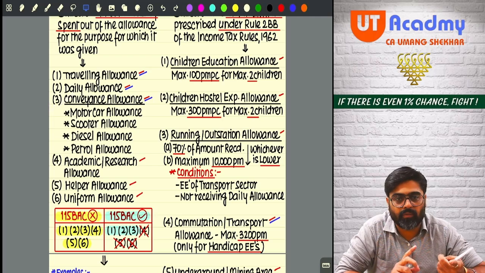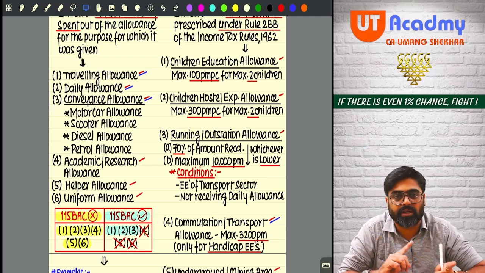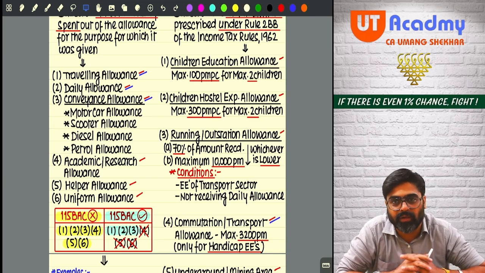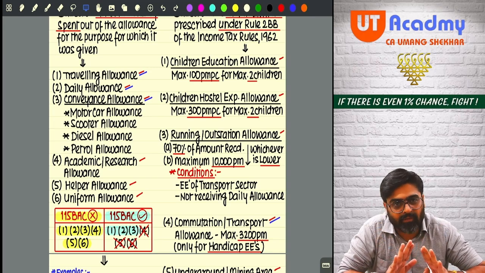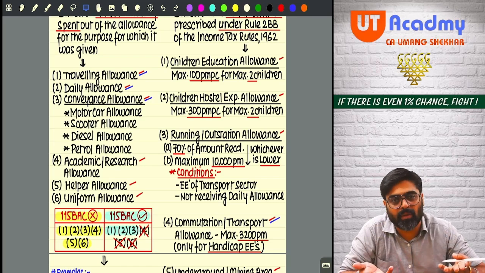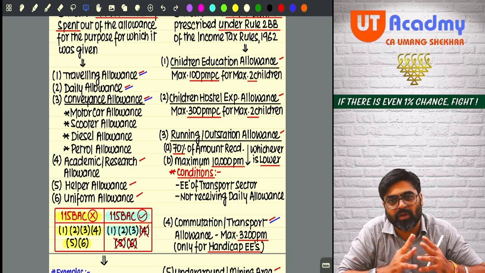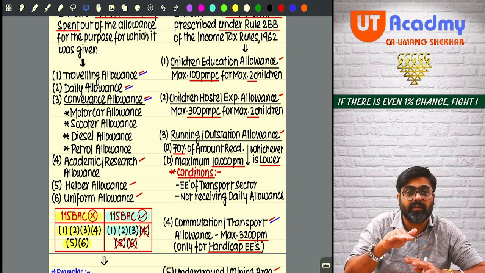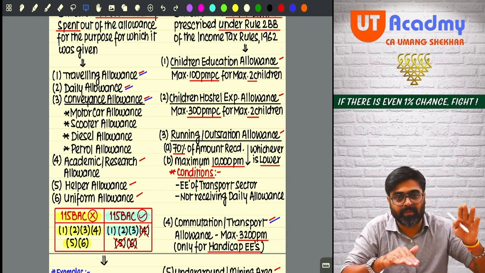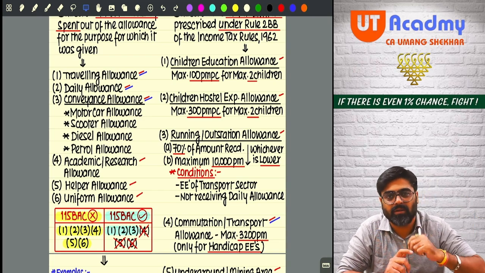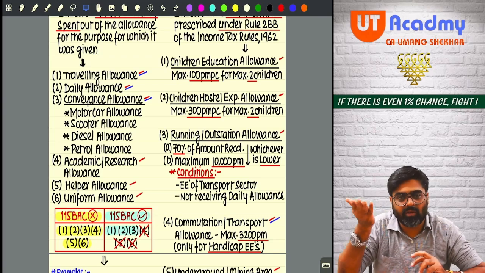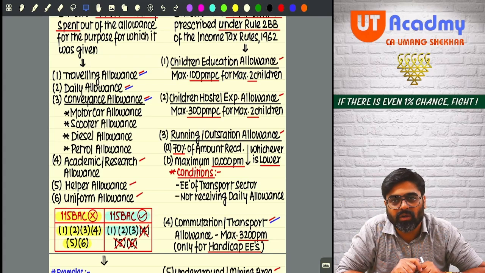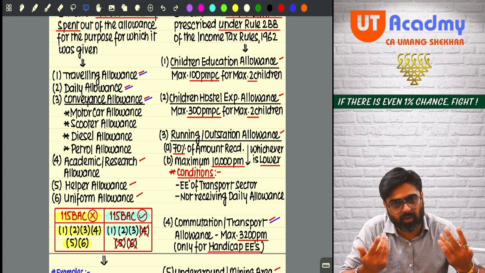Now, many people find it difficult to differentiate between conveyance allowance and traveling allowance because both appear to be the same only. Even if you are not able to differentiate, there is no problem because the tax treatment for both of them is same only, no? Whatever conveyance allowance you will get, out of that how much you are spending, that will be exempt. How much will be saved will be taxable. And for traveling allowance also, the tax treatment is same only, no? So in terms of tax treatment, there will be no problem only.